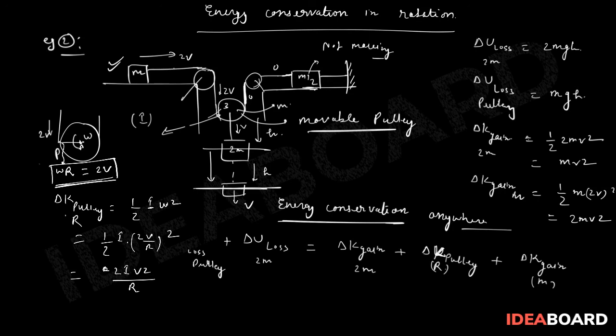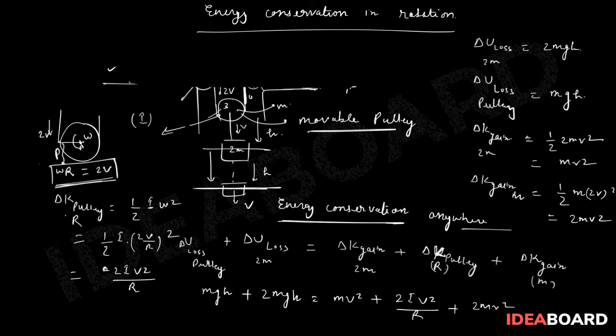Now we can substitute the values. So this was delta U loss only. Delta U loss is how much? mgh plus 2mgh is equal to delta K gain. So delta K gain is m v square plus, for the pulley, 2I v square upon r square, plus 2m v square. Now just solve this and you will get your answer.